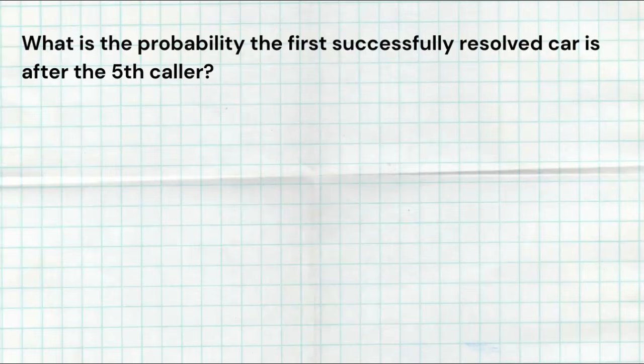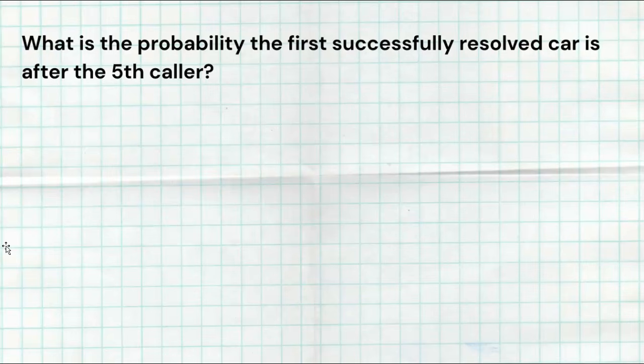This is a very common AP question because it really makes you think. We want the first success to happen after the fifth caller. So it could be the 6th, the 7th, the 8th, or the 9th, or the 10th, or the 11th. It sounds like it could go anything towards infinity, which seems like it would be really hard. But here's the simple thing. If I want the first success to be after the fifth caller, all that tells me is that the first 5 calls must be failures.